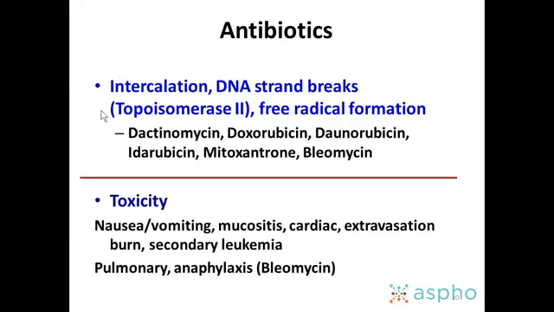Classic examples are dactinomycin, doxorubicin, daunorubicin, idarubicin, mitoxantrone, and bleomycin. The toxicity is nausea and vomiting, mucositis, and cardiac toxicity with doxorubicin, daunorubicin, idarubicin, and mitoxantrone. They're all vesicants and can cause pretty bad burns if they leak out of a vein, and they can cause secondary leukemia, and this leukemia is usually 11q23 leukemia, and this can occur any time after exposure.